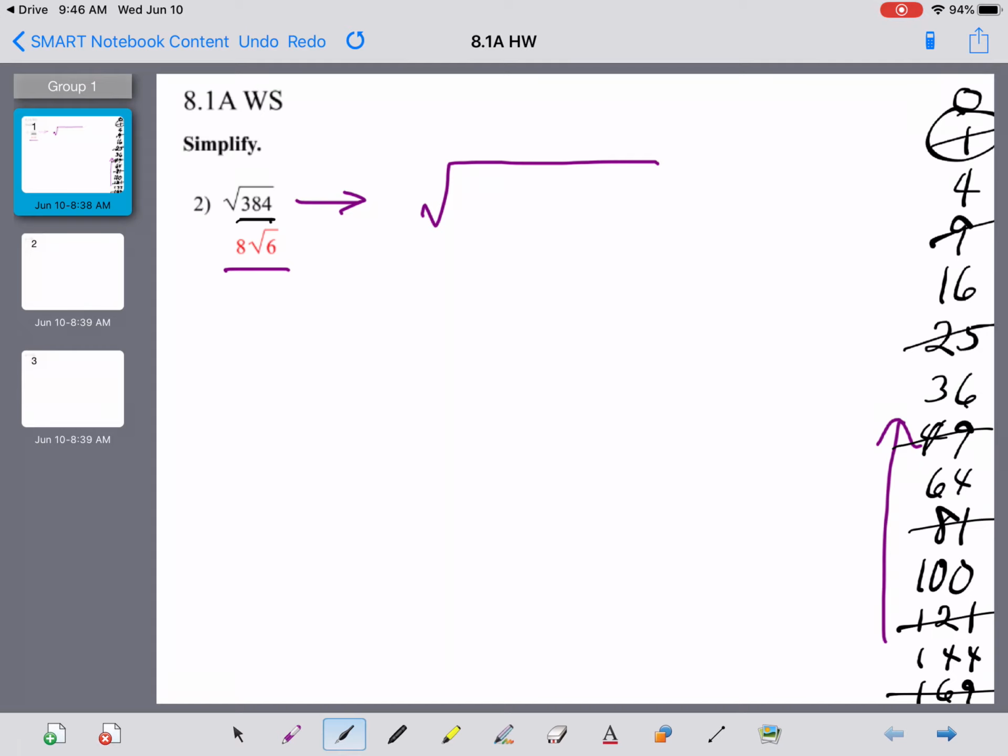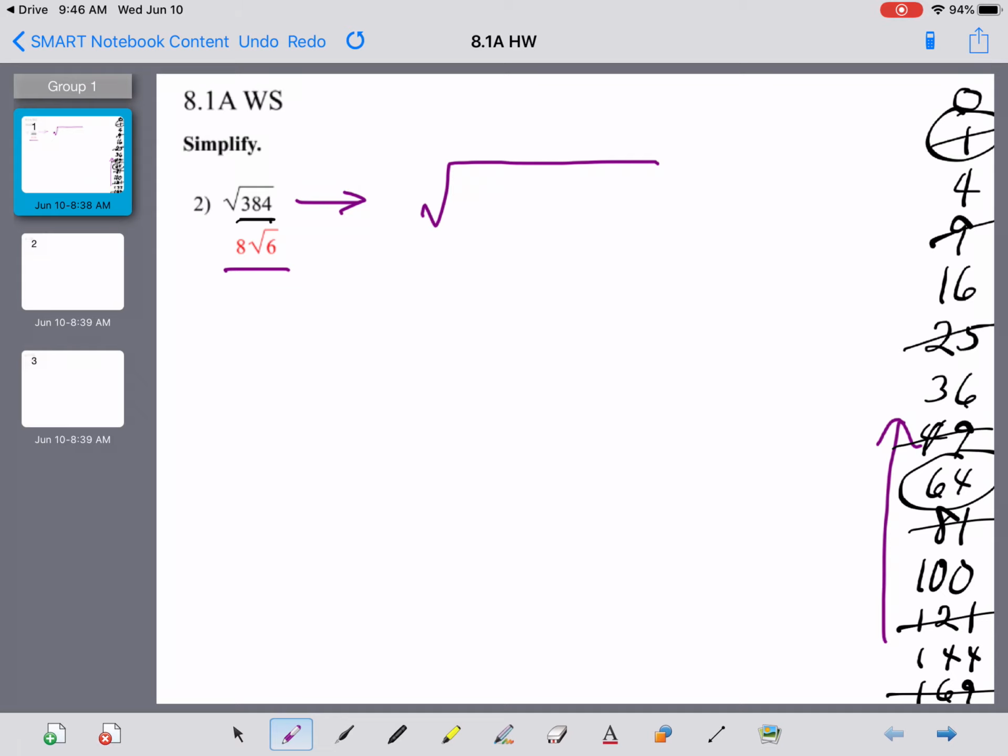Let's try 144. 384 divided by 144. Nope, that one didn't work. How about 121? 384 divided by 121. That did not work. 100, I think, is pretty obvious. That one doesn't work. 384 divided by 81. That's a no. And 384 divided by, and I think we're finally in business right here, divided by 64, it works out to be 6. That's the first one that worked out evenly.